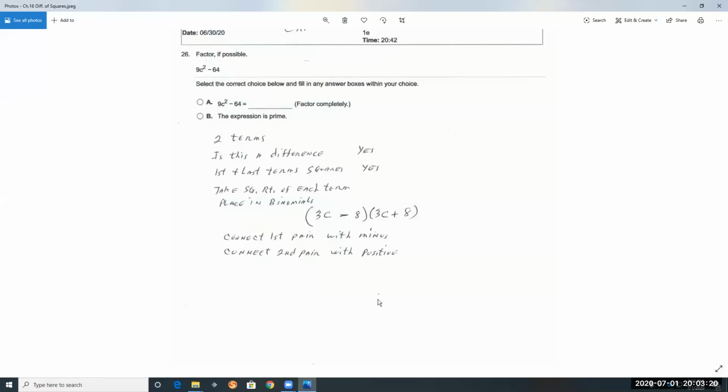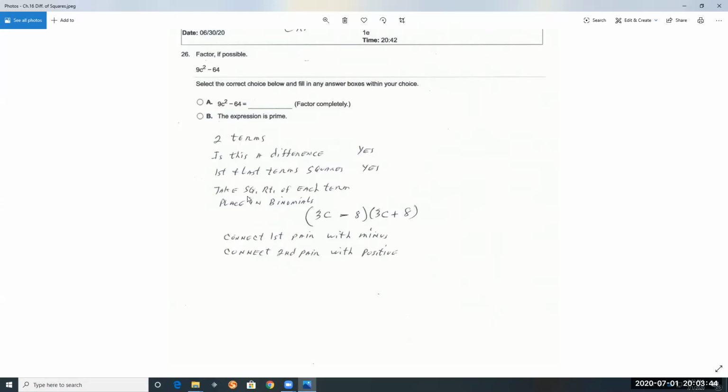Let's examine some additional factoring techniques. When we have exactly two terms, and it is a difference of the two terms, and both terms are squares, this can be factored as the difference of two squares. So yes, this was a difference. The first and last terms are squares.